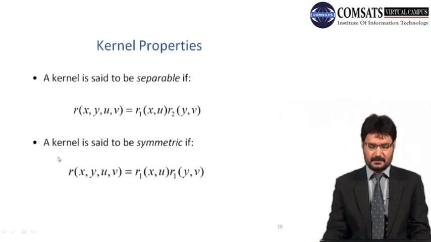A kernel is said to be separable if we have the formulation in this situation, that r(x,y,u,v) is equal to r1(x,u) r2(y,v). So we take these two as separable. If we can make it separable, we can make it separate.